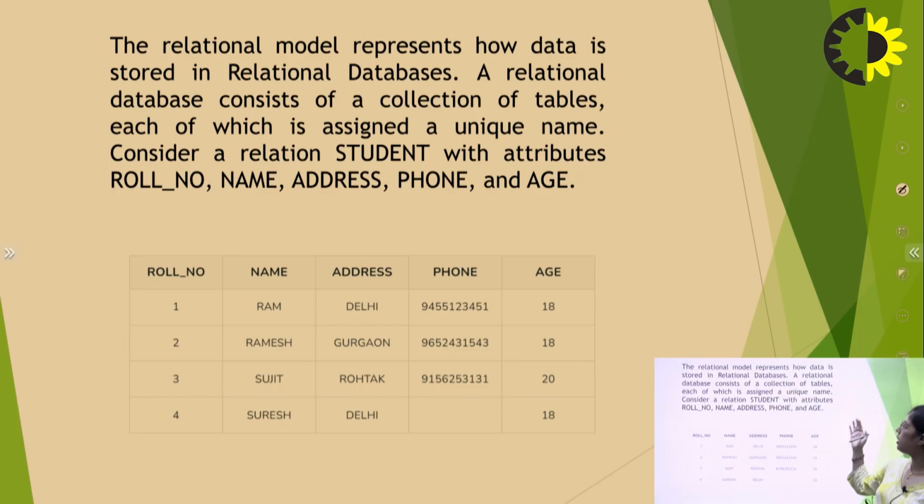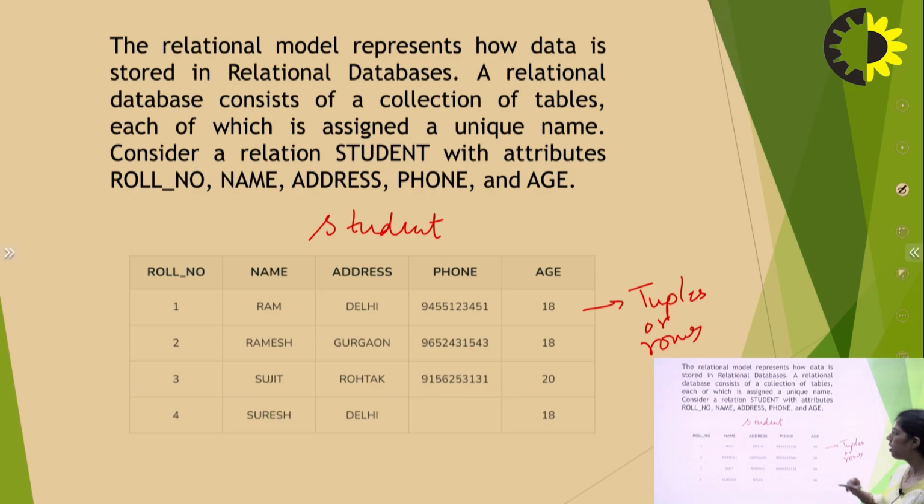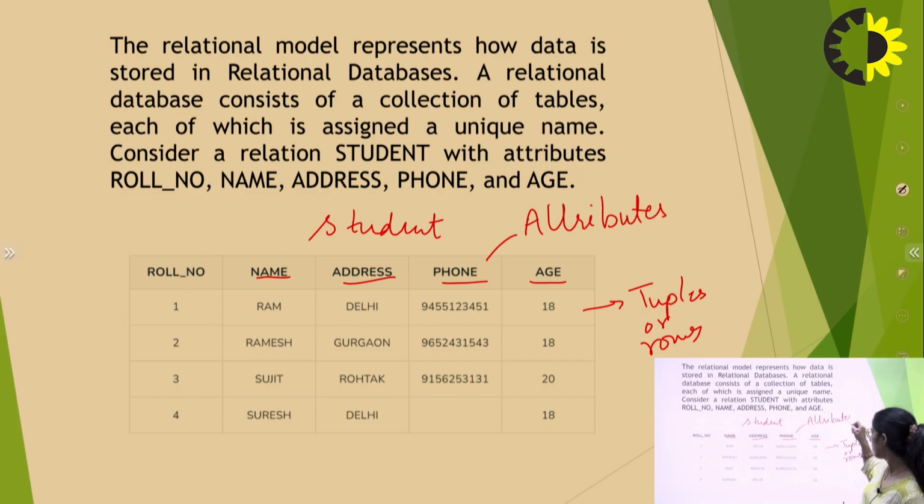So this is how the data is represented in the relational model, where we can see there is a table which is, let's say, the relation itself, known as student. In this table, these are tuples or rows. All these column names are known as attributes. So here consider a relation student with attributes roll number, name, address, phone, age.